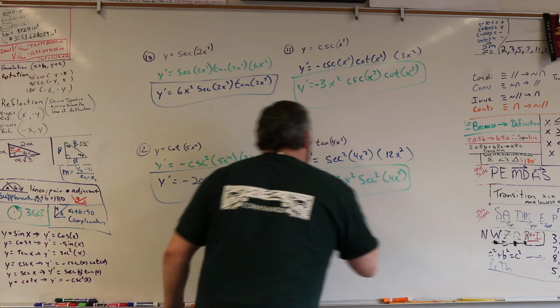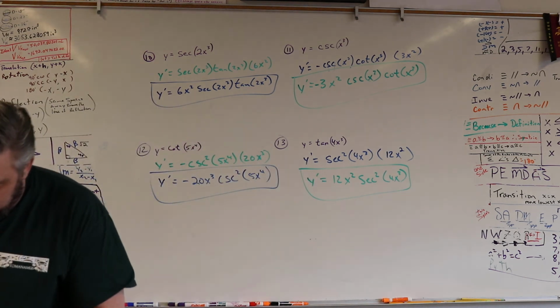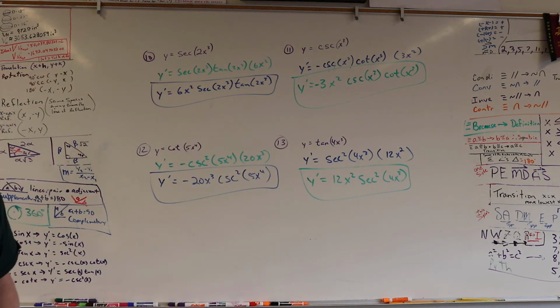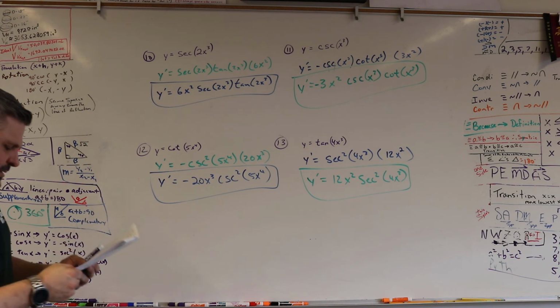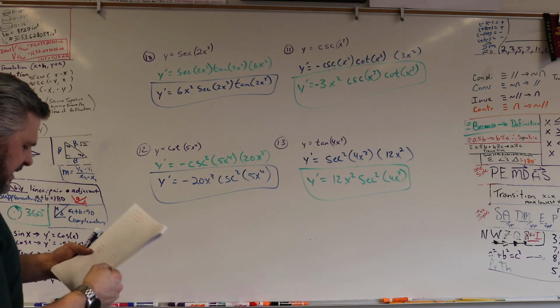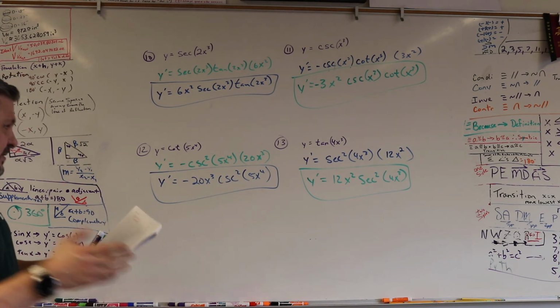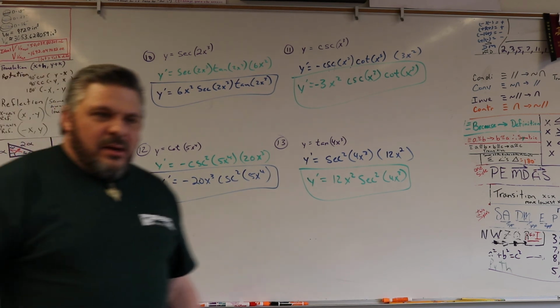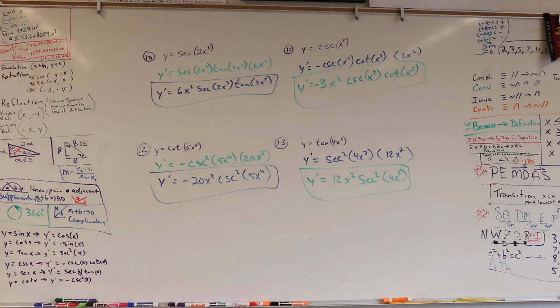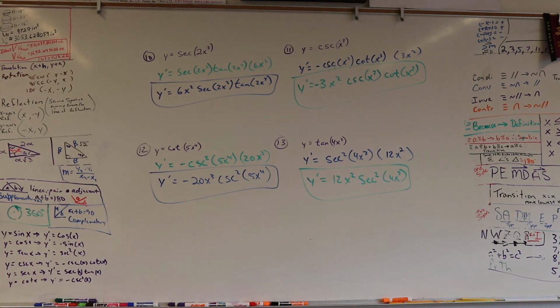And double check it on our paper. Another reason why I always give you the answers. 12x squared secant squared 4x cubed. Bingo bango. All right. Questions? Nope. You want to finish tomorrow? Yeah.